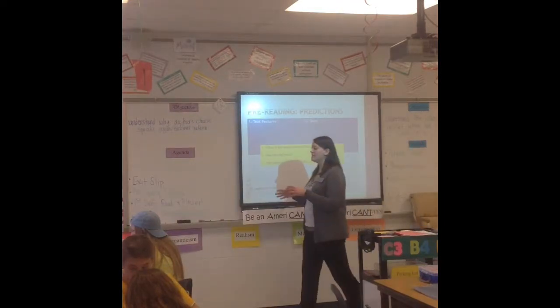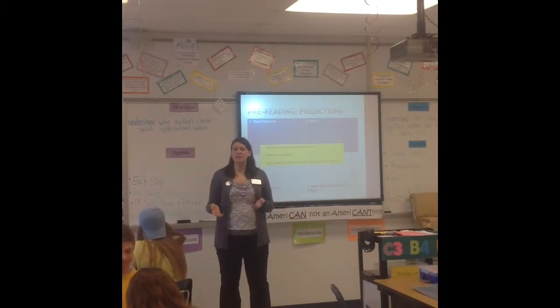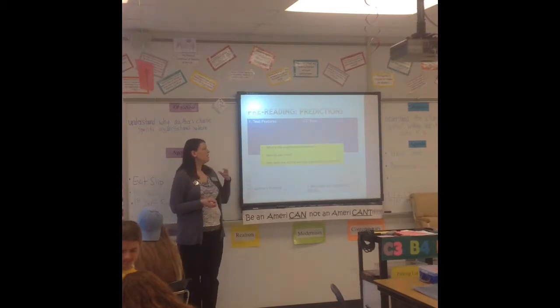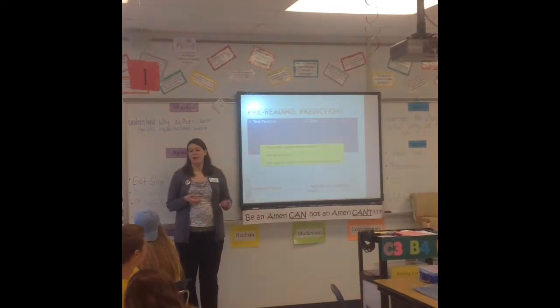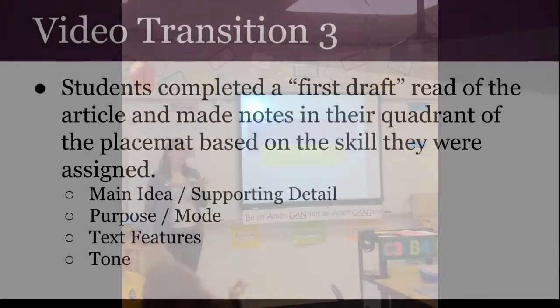Okay, so you guys have looked at your article, you've read it once, and you looked at things for what you are predicting your tone is, what you are predicting the main idea and supporting details are, what you are predicting the author's purpose to be, what it is mostly about, and how you know. So read and underline, and for anything from your predictions that you were right about, put a check mark. I'm going to give you 4 minutes to do that.